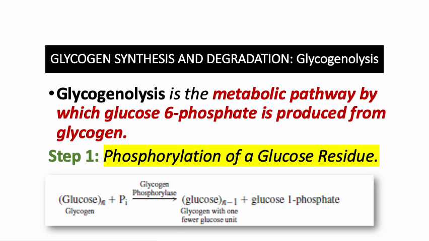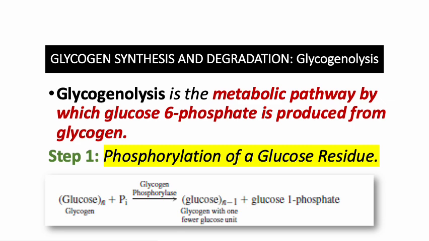Now, in contrast with the process called glycogenesis, glycogenolysis is the opposite of that process. Glycogenolysis is a process by which glycogen, the primary carbohydrate stored in the liver and muscle cells, is broken down into glucose to provide immediate energy and to maintain blood glucose levels during the fasting state. Glycogenolysis involves a two-step process. The first step involves the phosphorylation of a glucose residue.